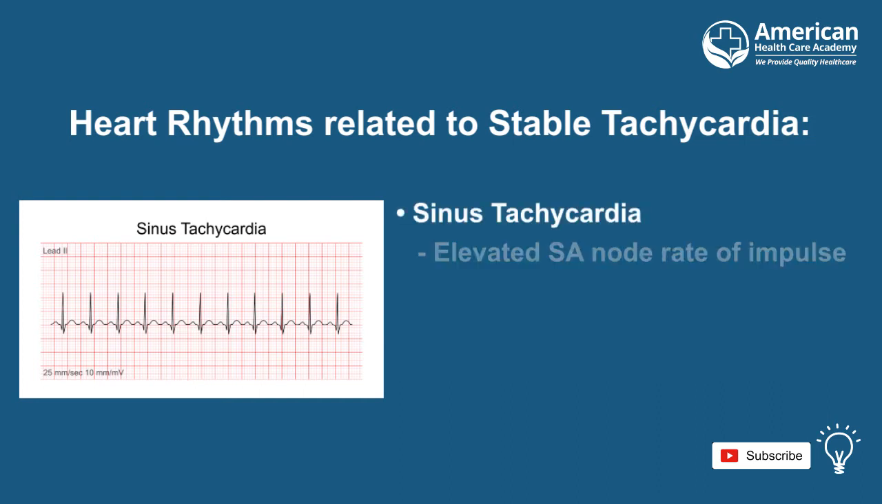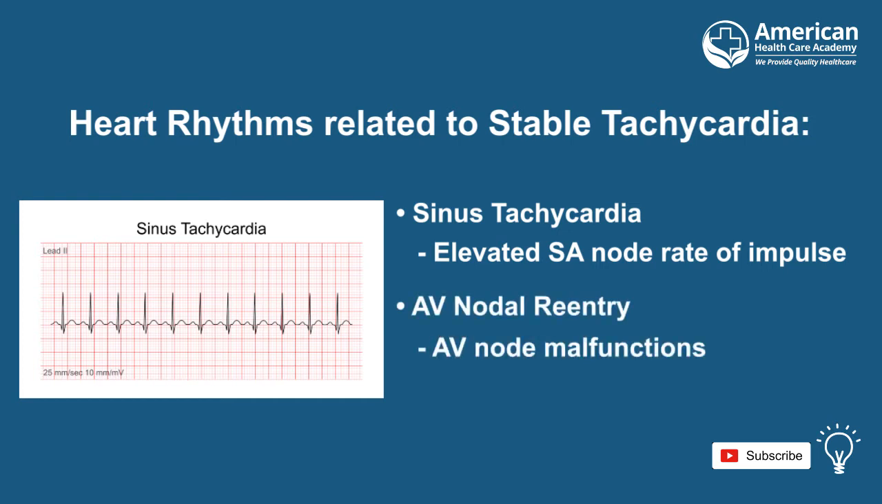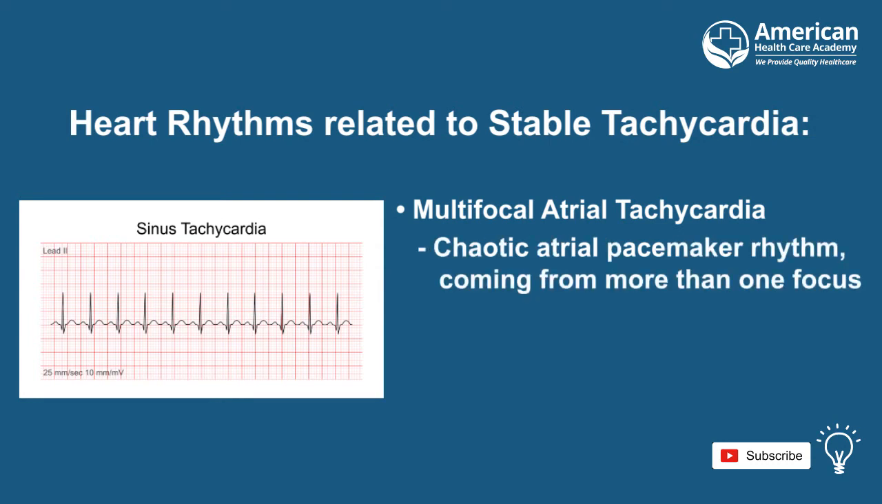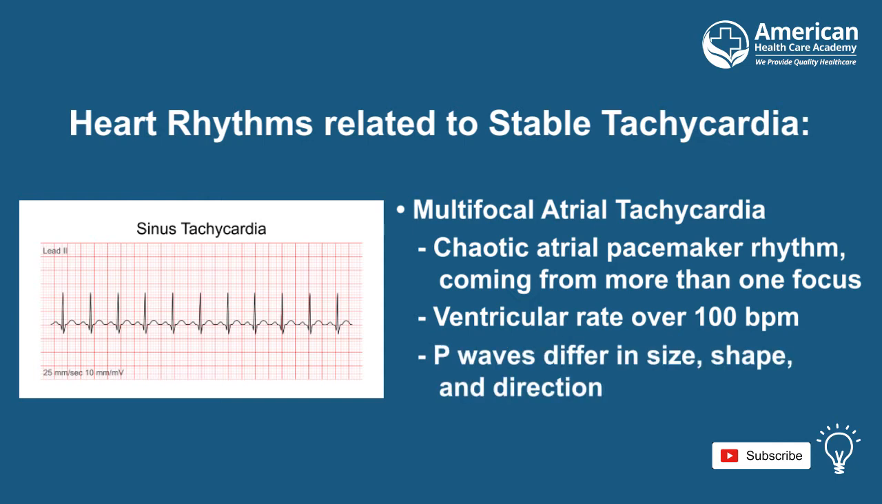Sinus tachycardia is when the rate of impulse from the SA node is elevated. AV nodal re-entry is the heart rhythm that occurs because of the malfunctioning of the AV node. It is the most common type of SVT. Multifocal atrial tachycardia is when the atrial pacemaker rhythm is chaotic and comes from more than one focus with a ventricular rate that is more than 100 beats per minute. This rhythm causes the P waves to differ in size, shape, and direction.